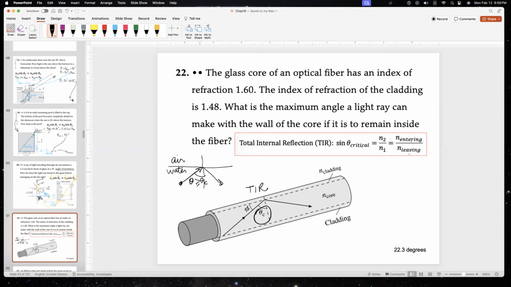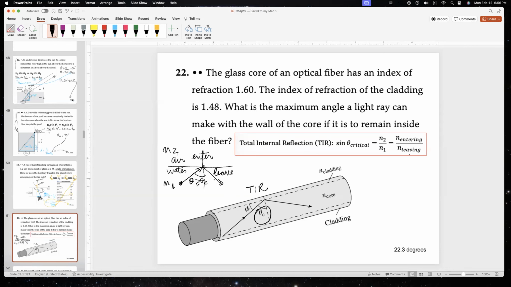So this is the medium that you're trying to enter, and this is the medium that you're trying to leave. When I wrote this, to me it was very clear, but now I realize it might not be so clear for you guys. So this is N2 and this would be N1. N1 is the medium that you're trying to leave, but you're trapped and fall back.